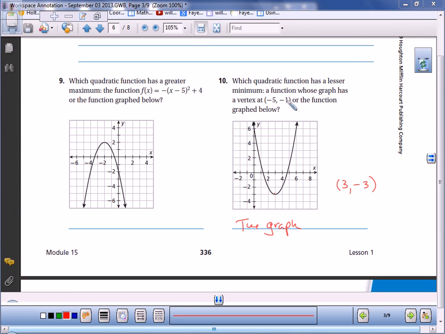Okay, now this one. Which quadratic function has a lesser min? The function whose graph has a vertex at (-5, -1), or the function graphed below? Well, the minimum value of this function is -3. The minimum value of that function was -1, so this graph is lower. Make sense?